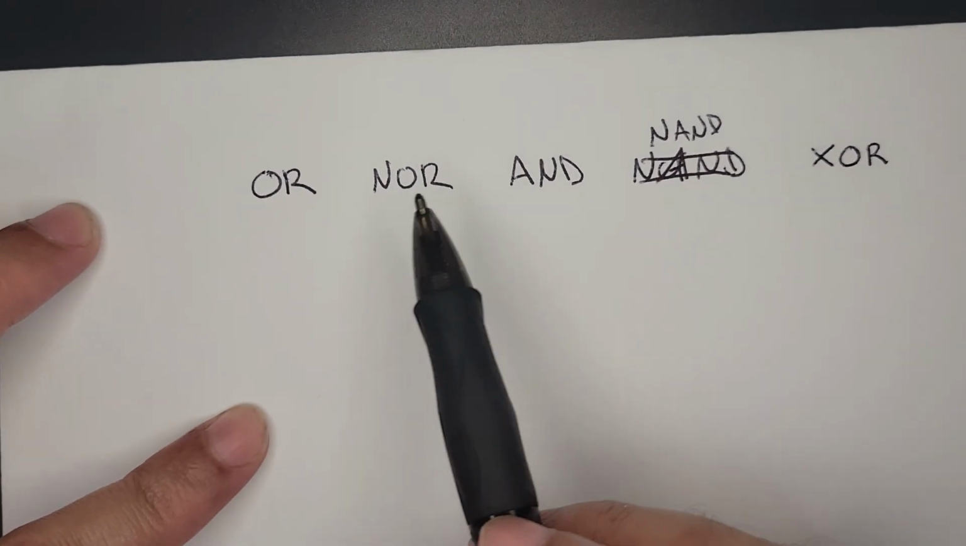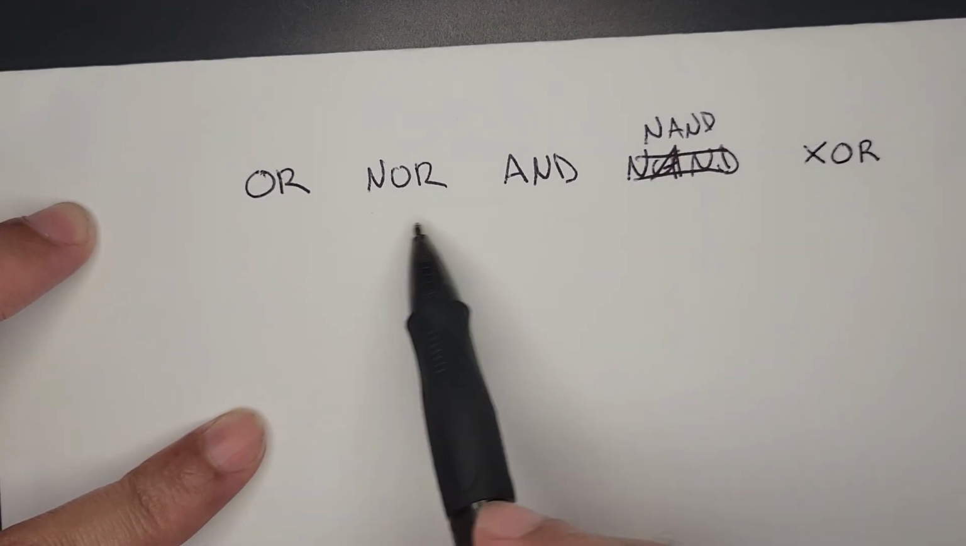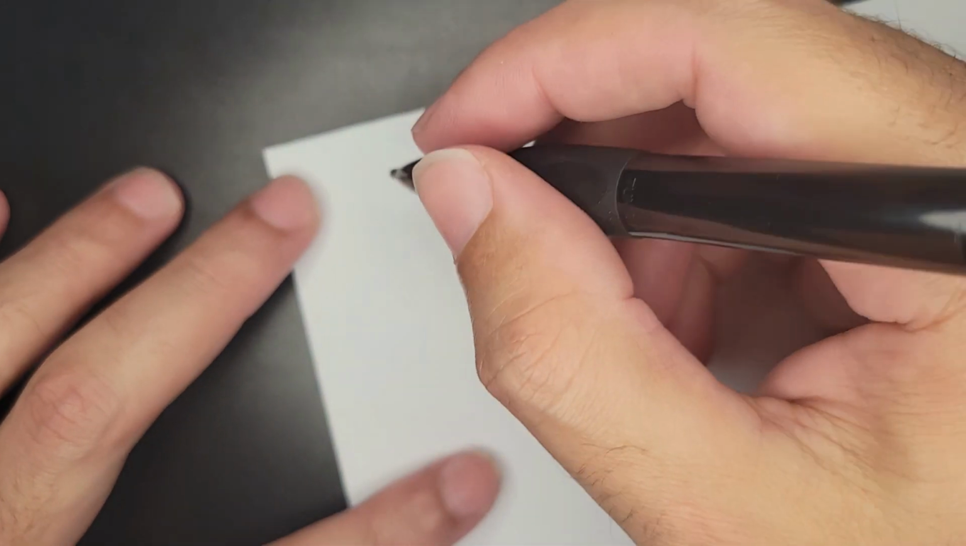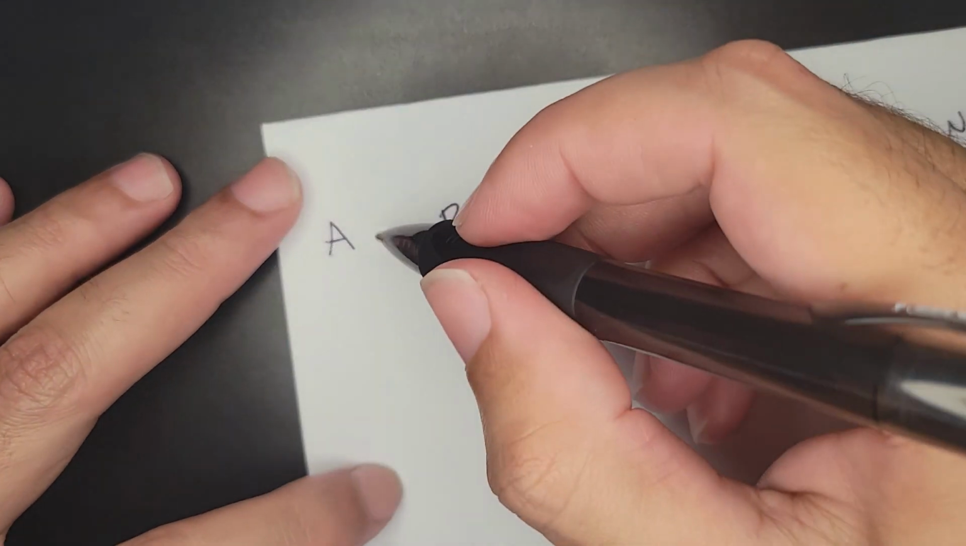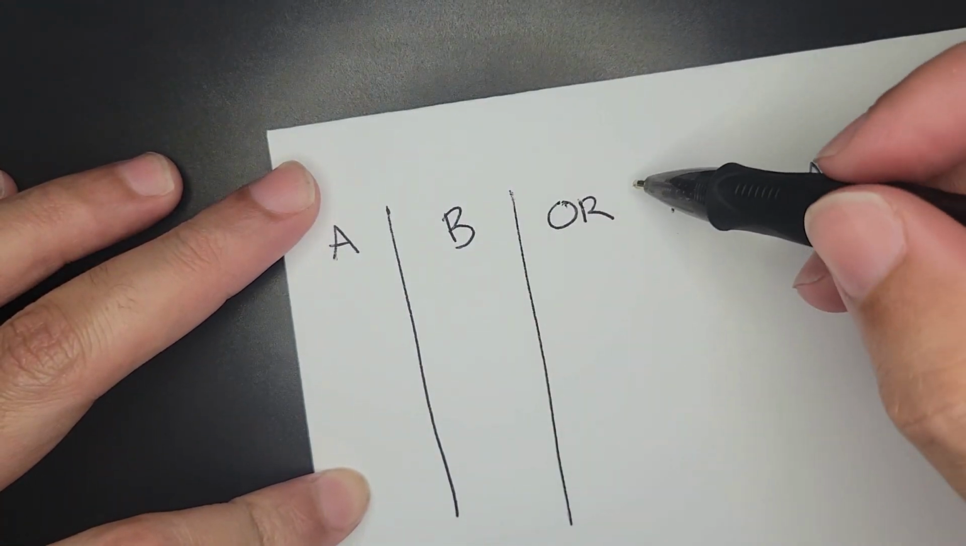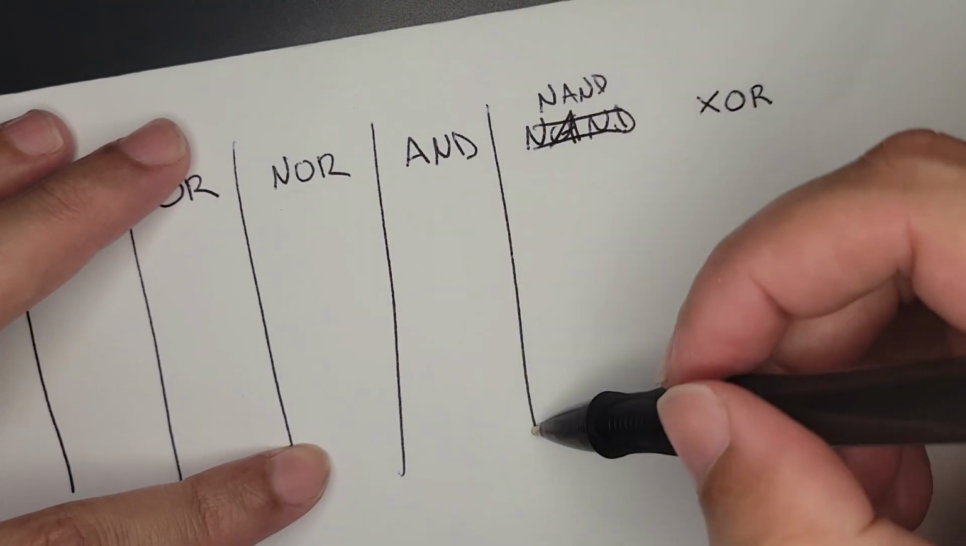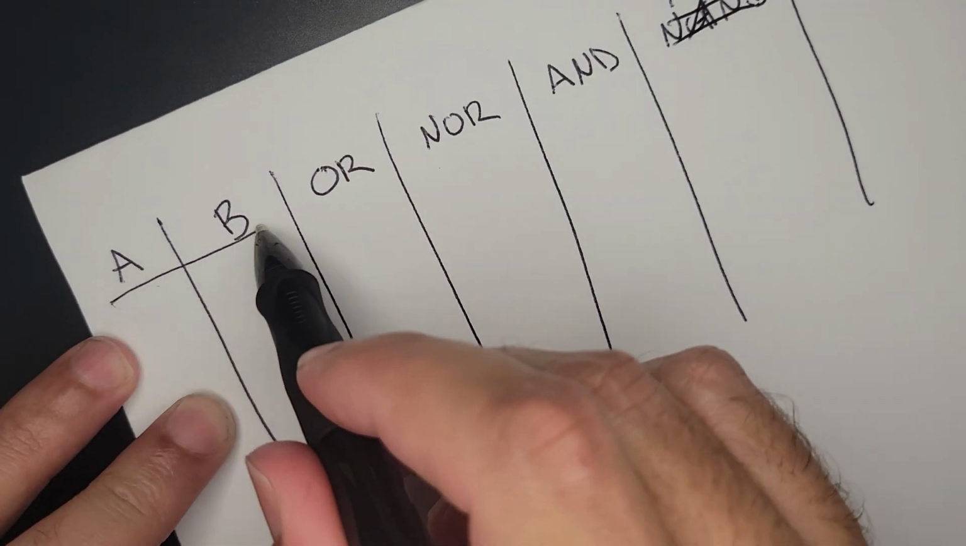And what are these doing? Well, we're pretty much just comparing two values and getting an output. So let's say we have value 1, which is called A, and value 2, which is B. Let's see how these operations apply.